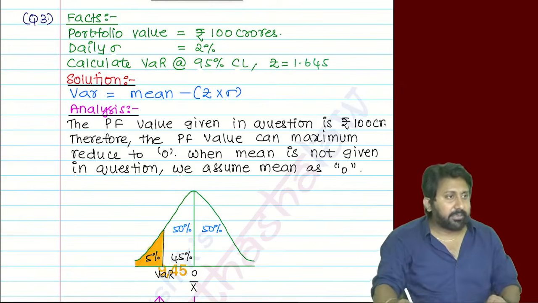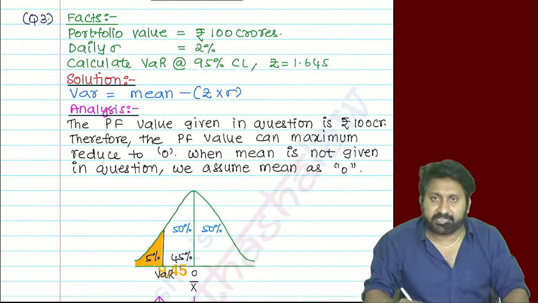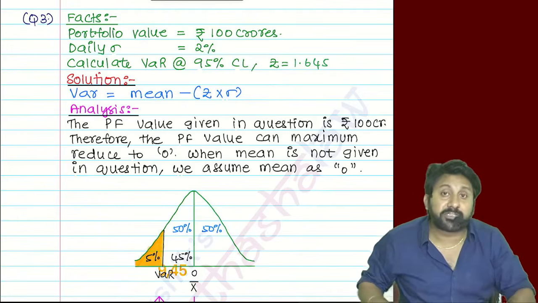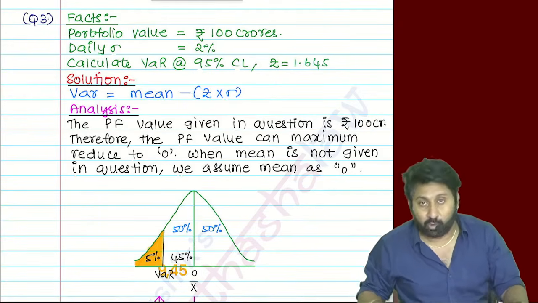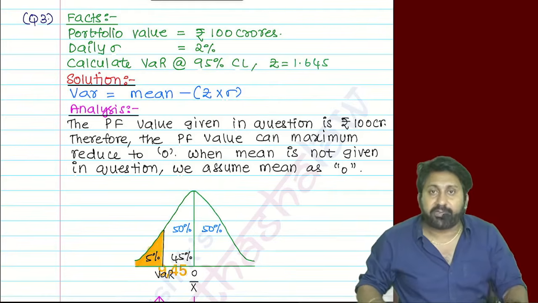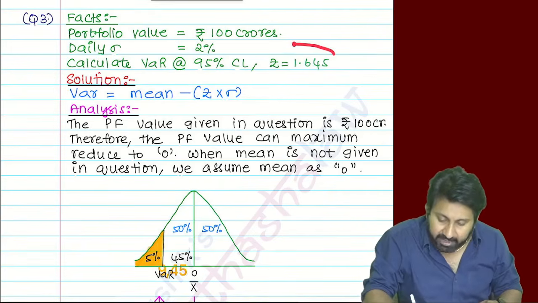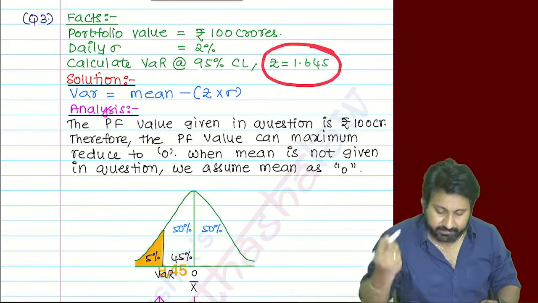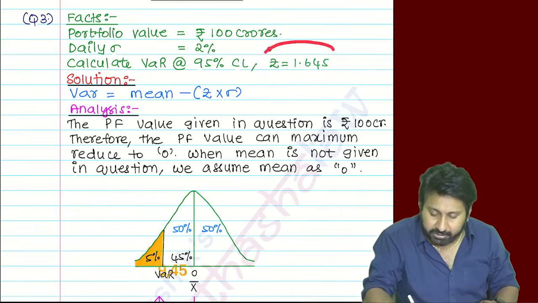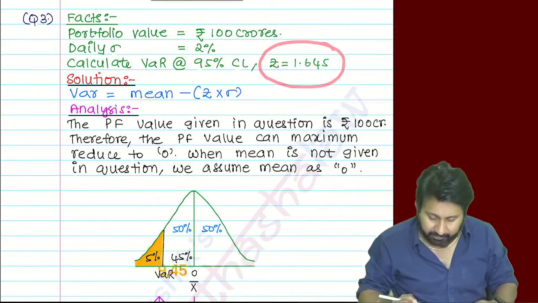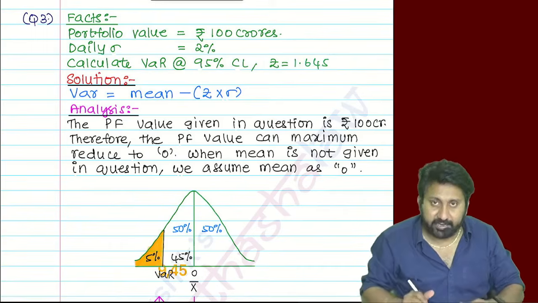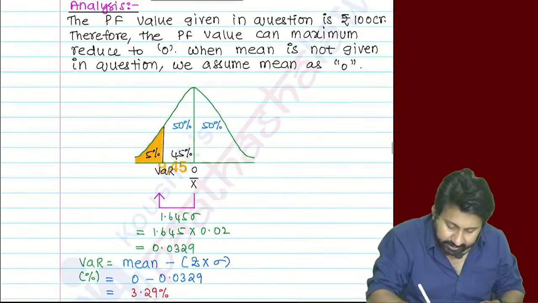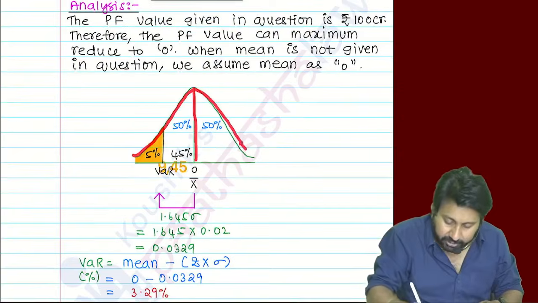A doubt will come. They have given it directly in the question in the exam. If they don't give it, what is my situation? Then I will be at risk, sir? No, you will not be at risk. I will tell you why. Z value is how much? 1.645. See, in a table, if you put it, this is a standard normal distribution table.